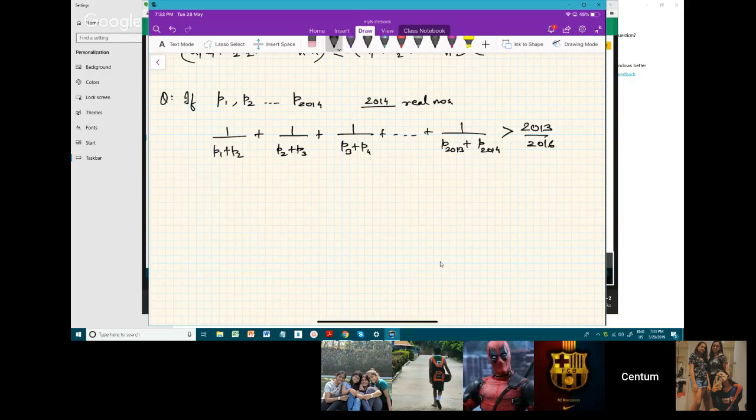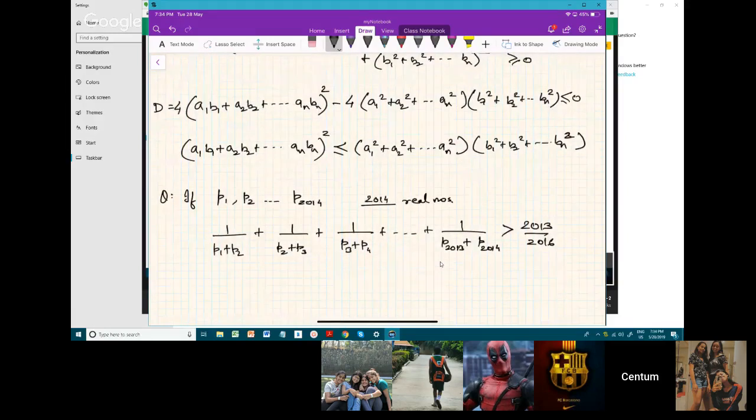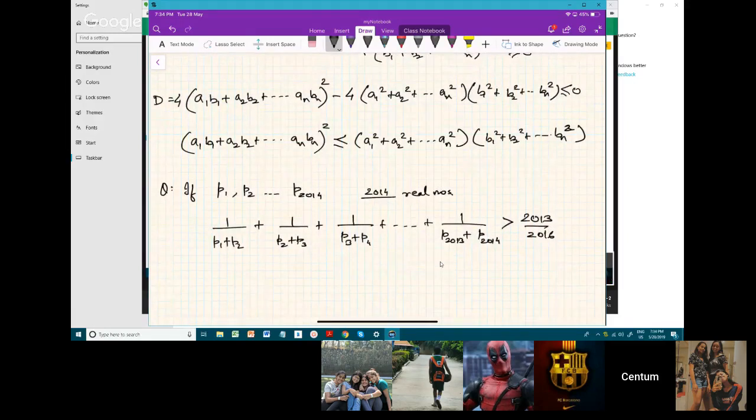So your hint is you have to apply the Cauchy Schwarz inequality. And the inequality is this, just above.